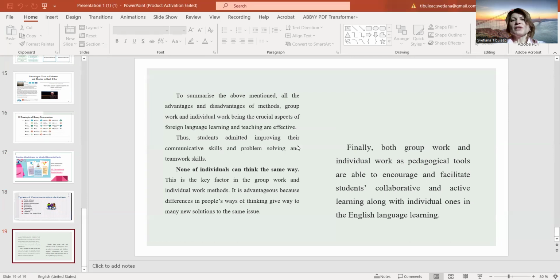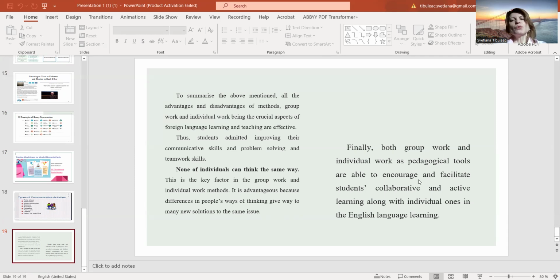To summarize the above mentioned, all the advantages and disadvantages of methods, group work and individual work are crucial aspects of foreign language learning and teaching that might effectively contribute to the teaching process. The students admitted improving their communicative skills, problem solving and teamwork skills. None of the individuals can think the same way. This is the key factor in the group work and individual work methods. It is advantageous because differences in people's ways of thinking give way to many new solutions to the same issue.